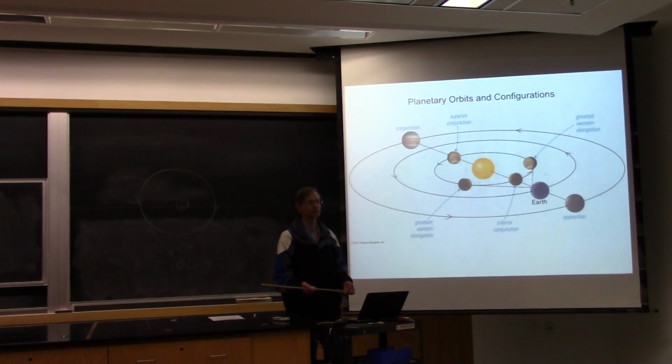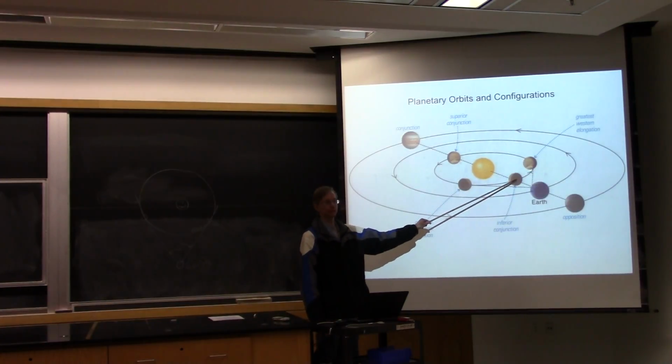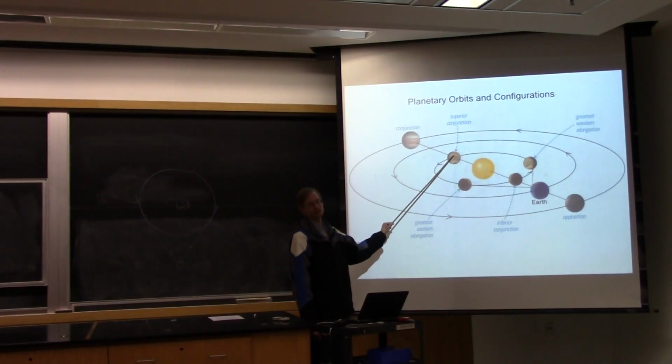Can you repeat that? What was the last bit? I don't know, what did I say? You're saying inferior is in between us and the sun, and superior... Right. For conjunction, inferior is in between us and the sun. Superior, it's funny terminology, but superior conjunction for an inferior planet is when it's on the far side of the sun.